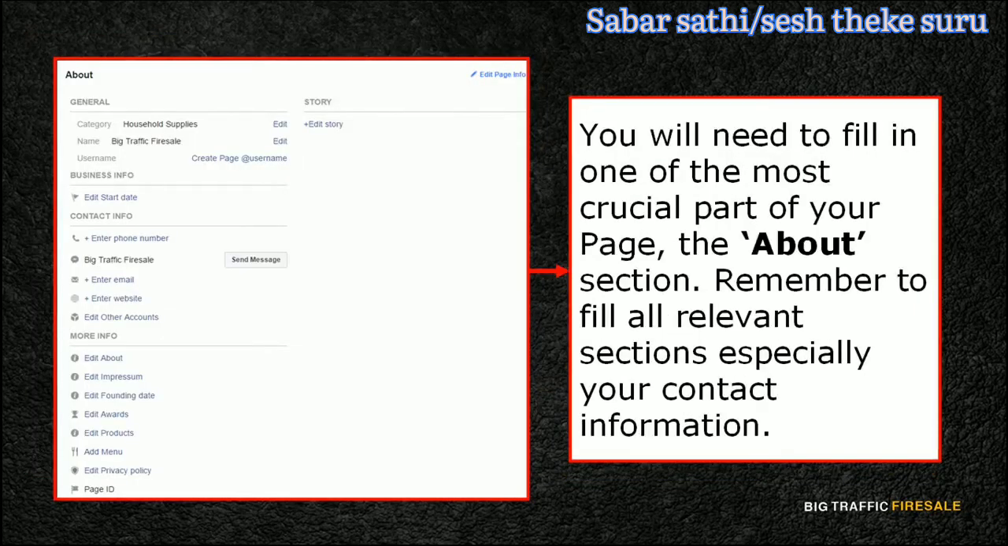Once you've got that all set, you'll need to fill in one of the most crucial parts of your page, the About section. Over here, you have all the necessary information to be filled for the ease of educating your followers of your business. Remember to fill in all the relevant sections, especially your contact information. Most businesses neglect this section, which in turn didn't generate a lot of traffic to their main website, and that is not advisable. Now that we've settled the crucial itinerary of your page, next we'll start optimizing the usage of your Facebook page using relevant posts to gain traffic.